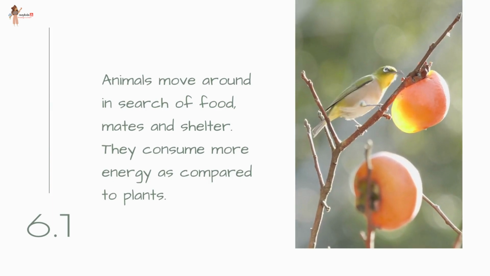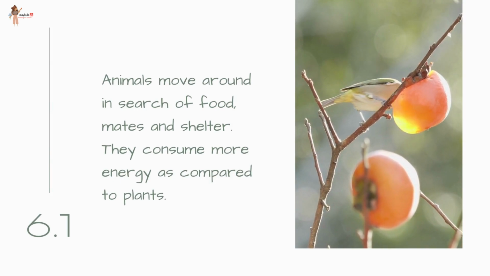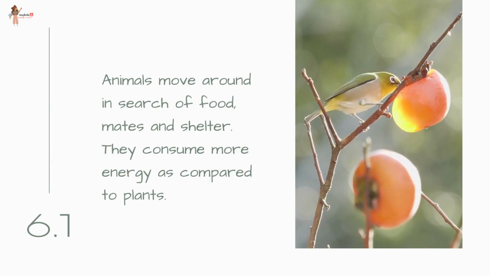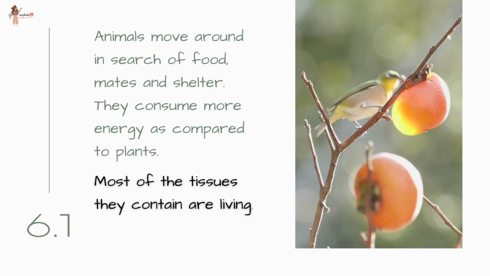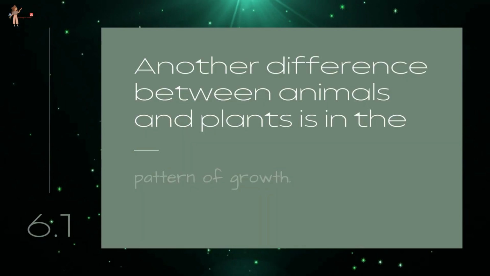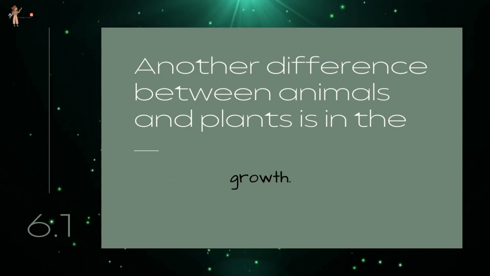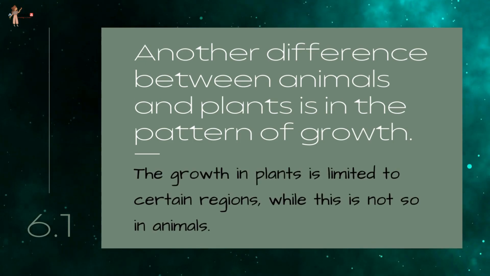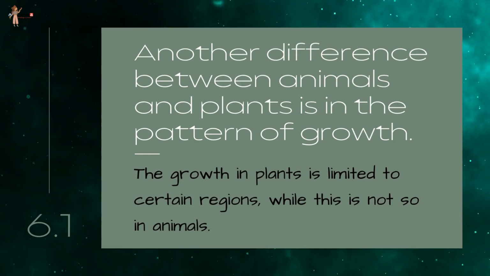Animals, on the other hand, move around in search of food, mates, and shelter. They consume more energy as compared to plants. Most of the tissues they contain are living. Another difference between animals and plants is in the pattern of growth. The growth in plants is limited to certain regions, while this is not so in animals.